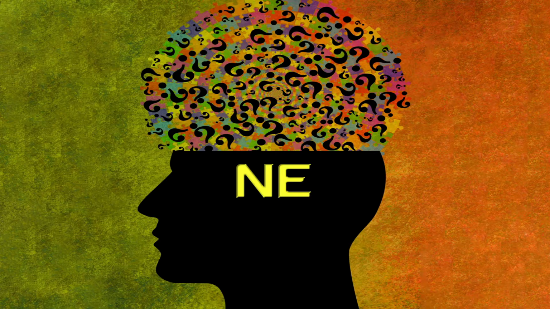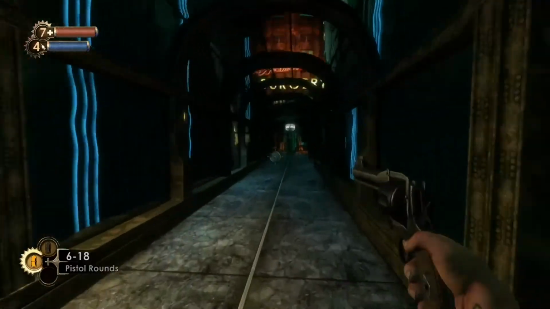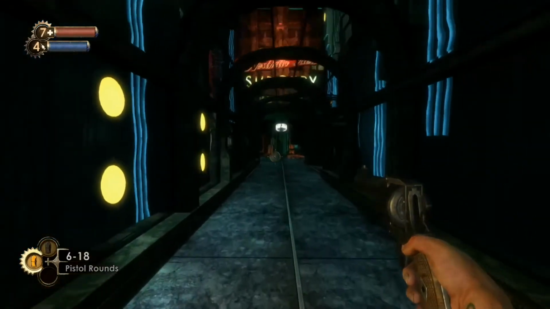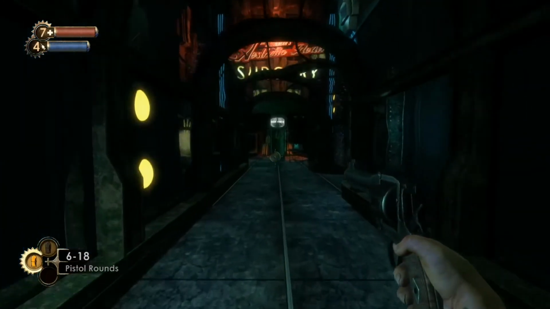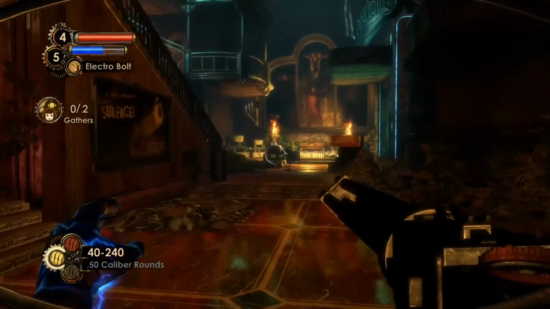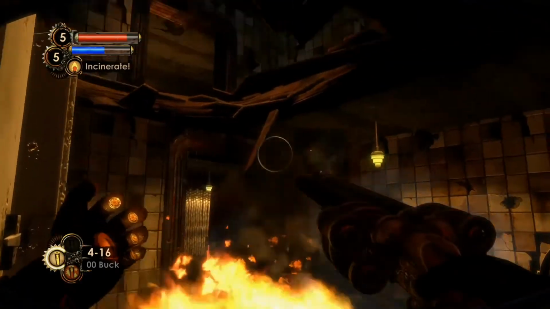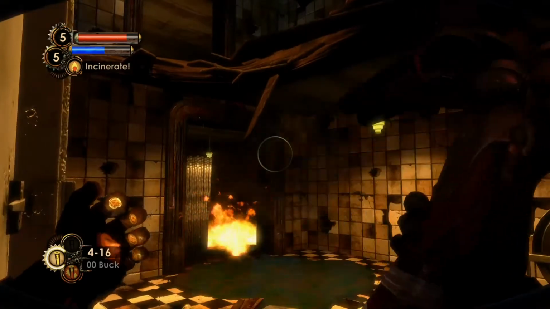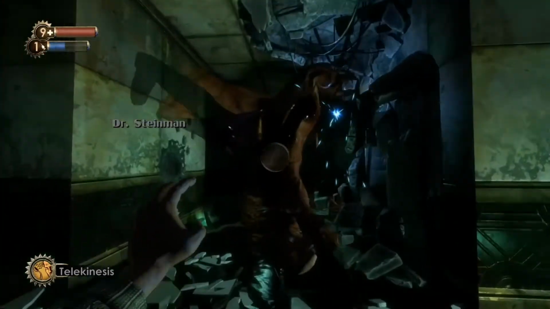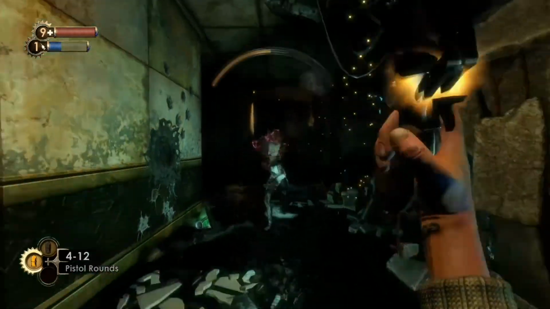Dominant function, extroverted intuition. Dr. Steinman is an intriguing example of an unhealthy NE user who often loops with this tertiary function. He also takes his stereotypical NE traits and amplifies them to extremes. We'll be reviewing his actions and ideas within both his backstory and within the game to back up this statement. And speaking of his backstory, we'll be continuing that now.